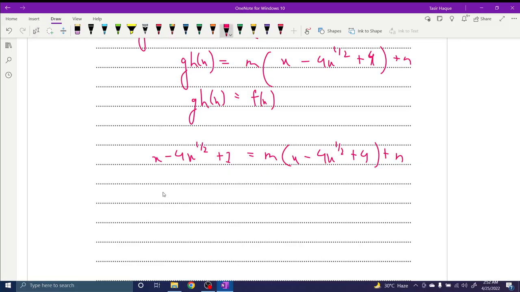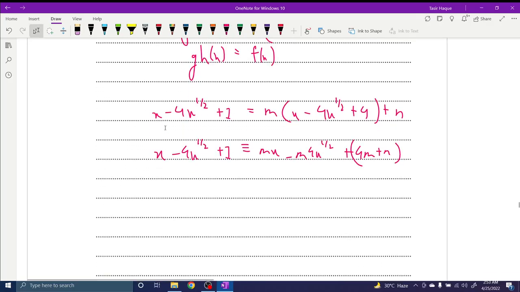Now we can equate the coefficients. x minus 4x to the power half plus 1 is the same as mx minus m 4x to the power half plus 4m plus n, right? So if you equate the coefficient of x, m is actually equal to 1 because there's an imaginary 1 here, right? And 4m plus n, equating the constants, is equal to 1. So 4 plus n is equal to 1 and n is equal to minus 3. That's your answer, okay? Hopefully that makes sense.